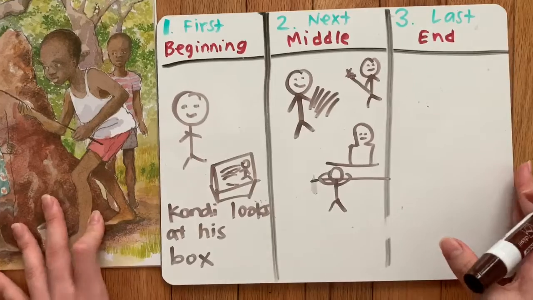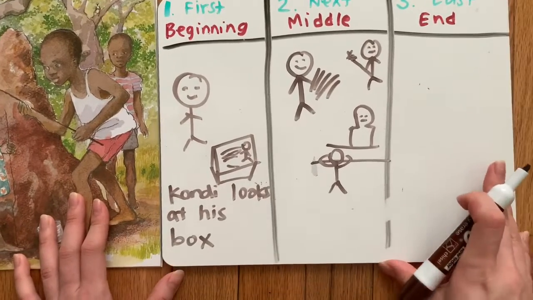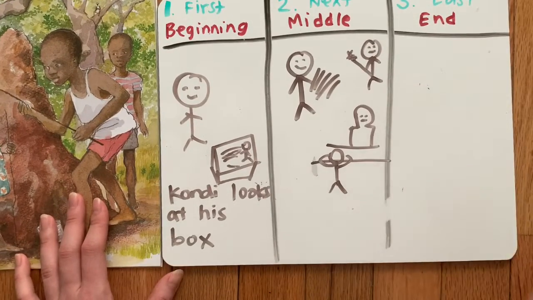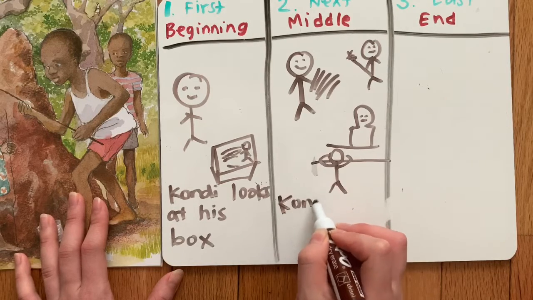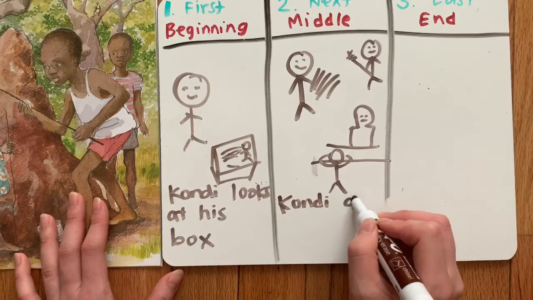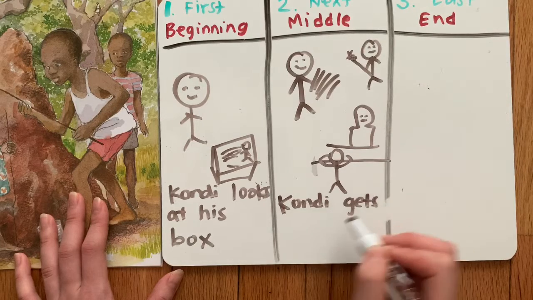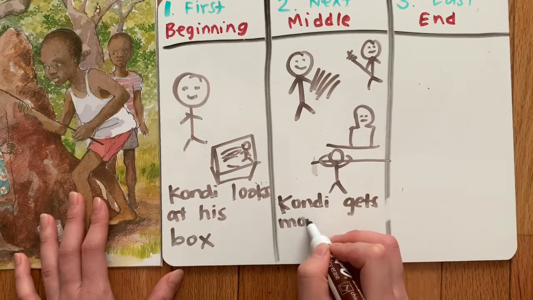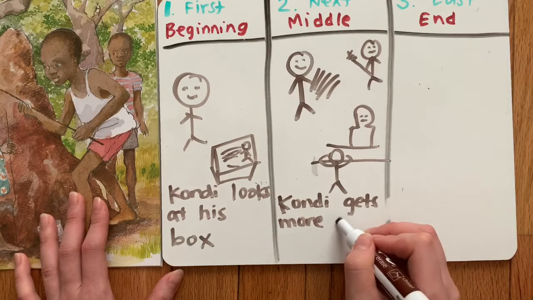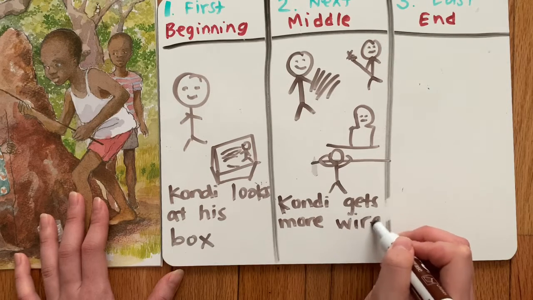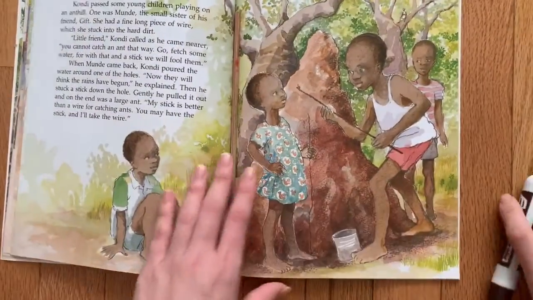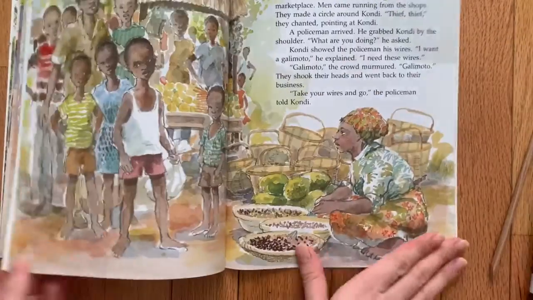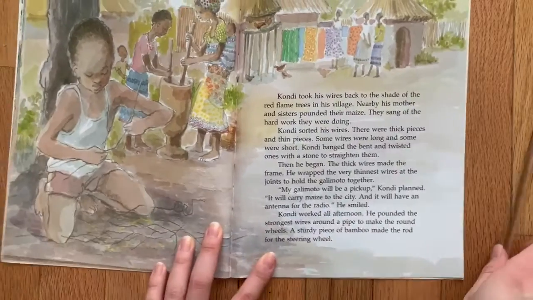And in the middle of the story, he's trying to get more wire. So I'm going to write Condi, C-O-N-D-I, gets, G-E-T-S, more, wire, W-I-R-E. Condi gets more wire in the middle of the story. Great job. Now let's see how the story ends.